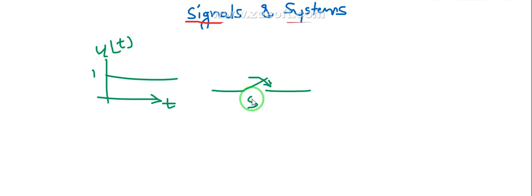If you open and close this switch, you will get this same signal, but with gaps, intervals of gap. You will not represent this as t, you will represent it as n, because it is constant for a constant interval of time.